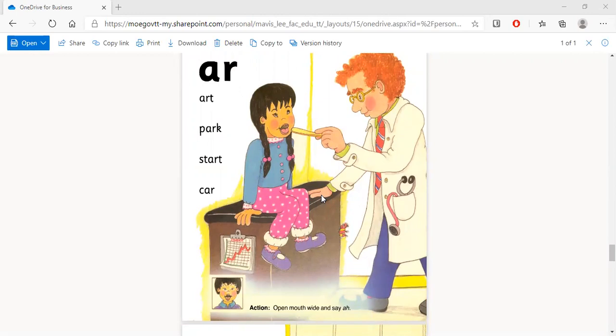Now a little girl is not feeling so well. She has a sore throat. So her mommy takes her to the doctor and the doctor examines her by asking her to open her mouth so that he can see the inside of her throat. He tells her to say, ah, and that's the sound that's made by AR. Art, park, start, car.